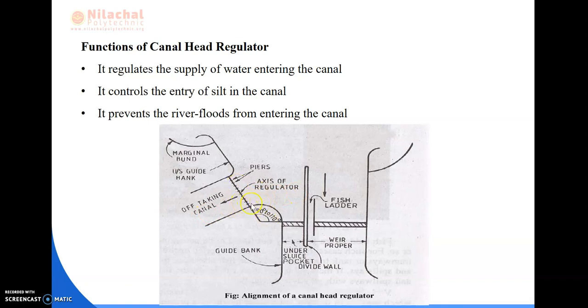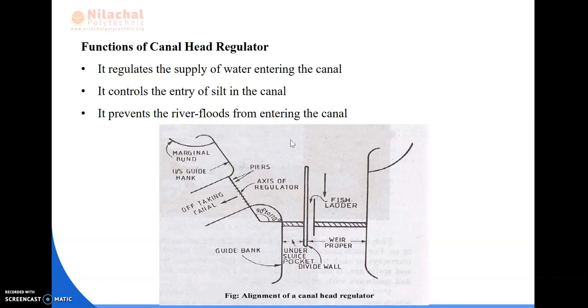And here you can see we can regulate the flow of the water. And this is the fish ladder which can move the fish in a zigzag manner. And this is the guide bank. This is the undersluice pocket divide wall. This is the weir proper. So this is all about the canal head regulator.